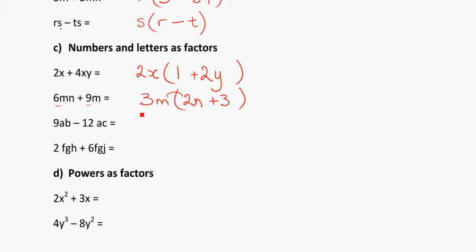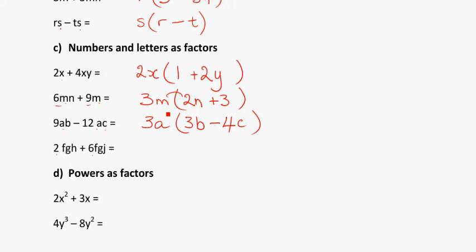Okay, next one. We can take out a 3. We can take out an a. That's it. Put your brackets in. Find out what's inside the brackets. 3 times 3 is 9, so I need a 3 here. Already got an a, and so we need a b. Now, take away. 3 times what is 12? I need a 4. And I need a c. Great.